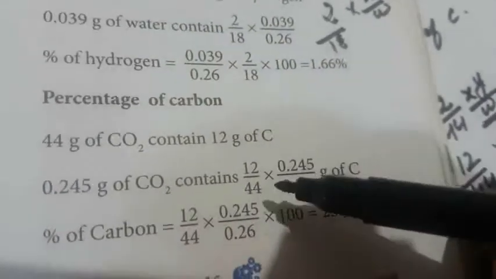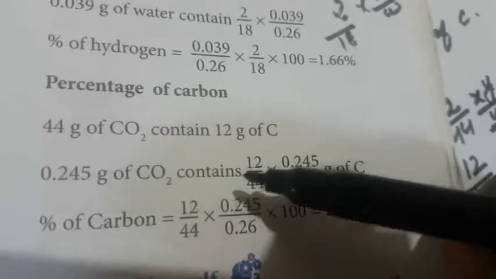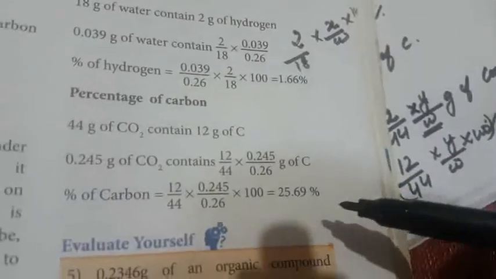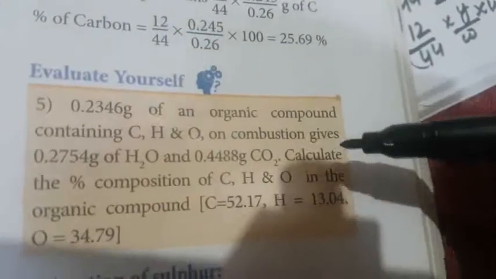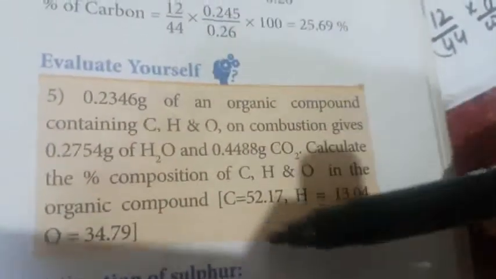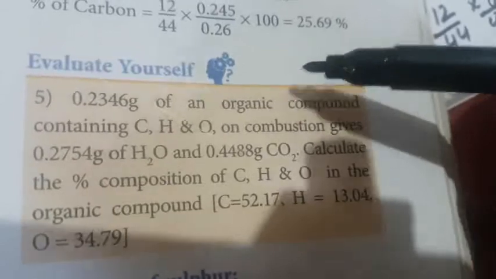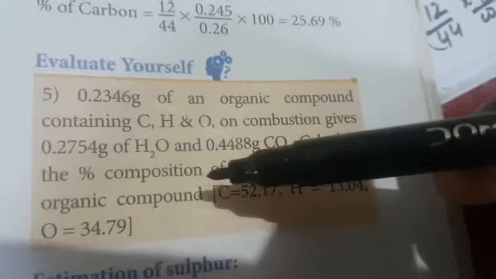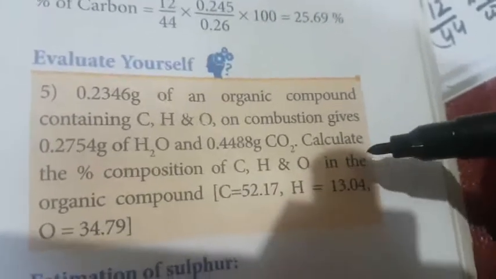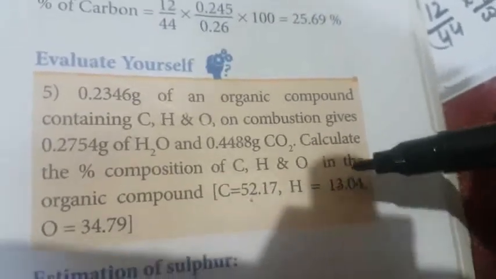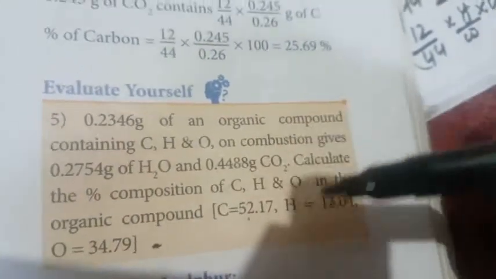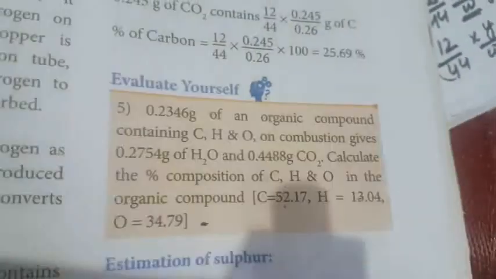Then the percentage of carbon is 12 by 44 into the same values. This is the percentage. Sometimes they ask such problems. Using this formula, you can do it yourself, evaluate yourself, for the same molecular formula with carbon and hydrogen. If an organic compound on combustion gives this, calculate the percentage of carbon, hydrogen and oxygen. You can find out carbon and hydrogen, and finally you have to calculate the percentage of oxygen. You can try it, evaluate yourself. Okay, thank you children. See the next video.